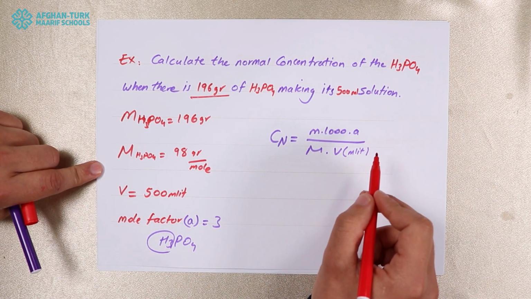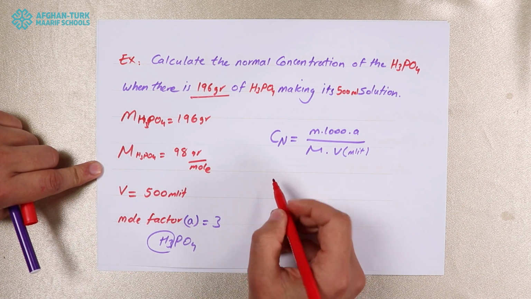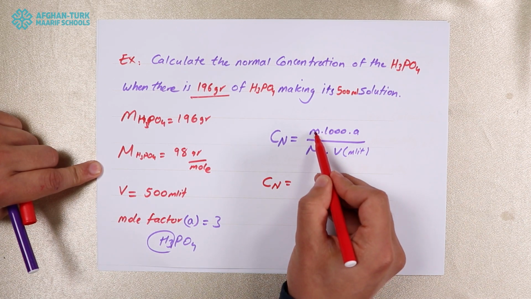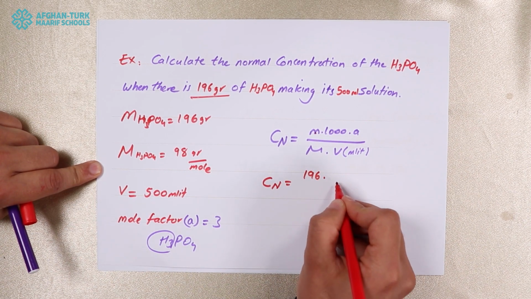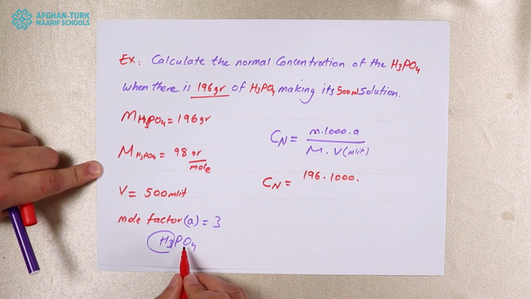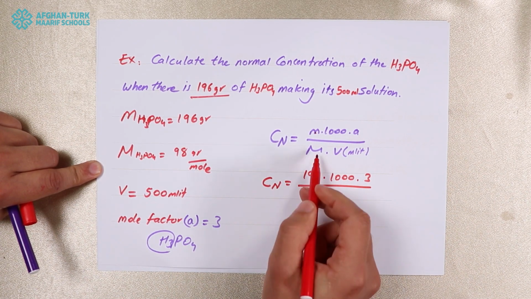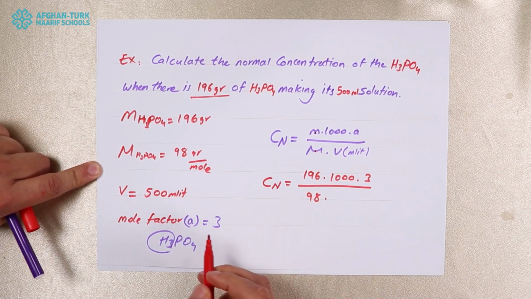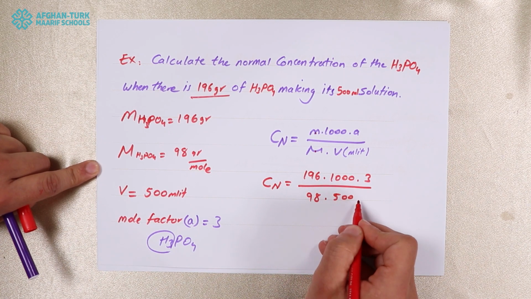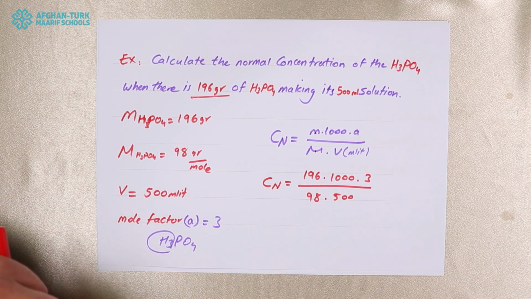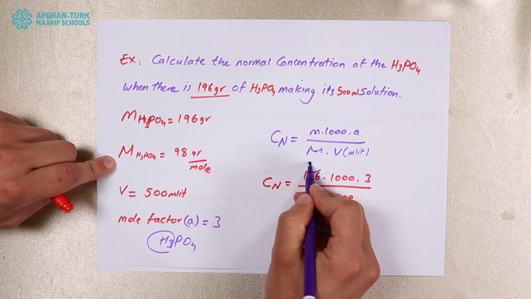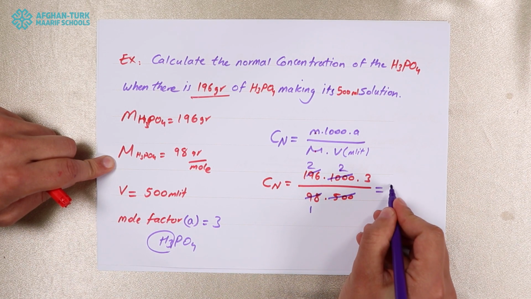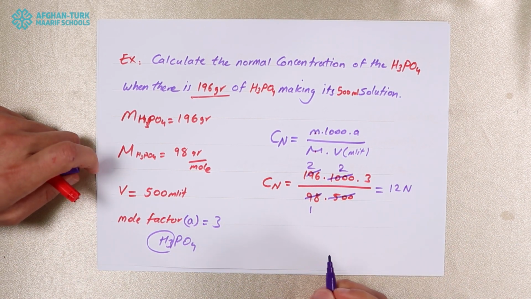It is a simple formula for solving this question. You can solve this question from this formula. Concentration of normality is equal to the mass of solute, 196, times 1000, times the mole factor, which is 3, divided by the molar mass of the solute, 98, times the volume of the solution, 500. Okay, we can simplify it very easily. 196 over 98 becomes 2, and we can cancel the 1000 with the 500, leaving 2. 2 times 2 is 4, times 3 is equal to 12 normal. Okay.